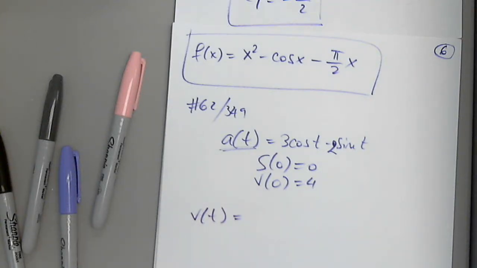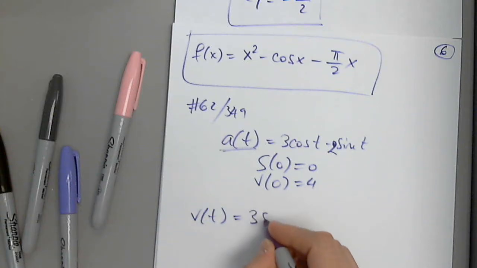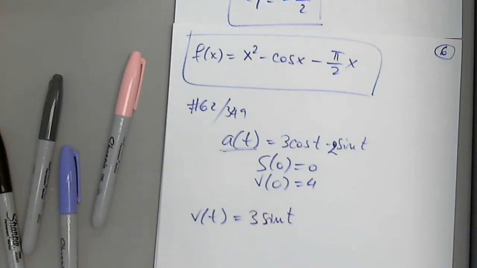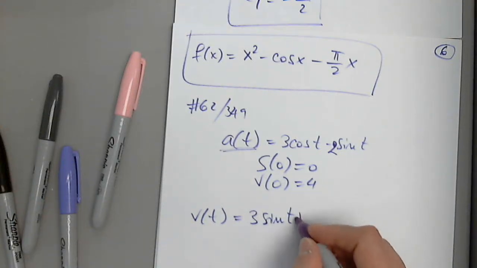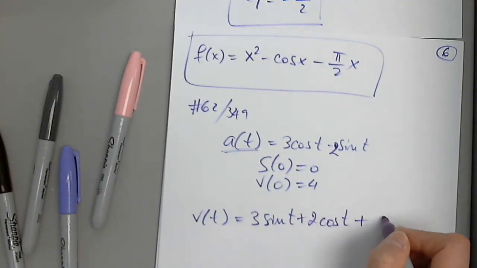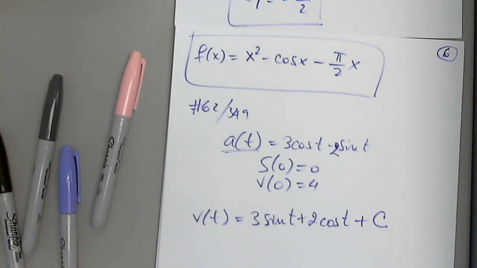Which function prime is 3 cosine t? 3 sine t. Very good. 3 sine t prime will be 3 cosine t. So now which function prime is negative 2 sine t? Plus 2 cosine t. Excellent. Plus 2 cosine t plus a constant c. Very good.